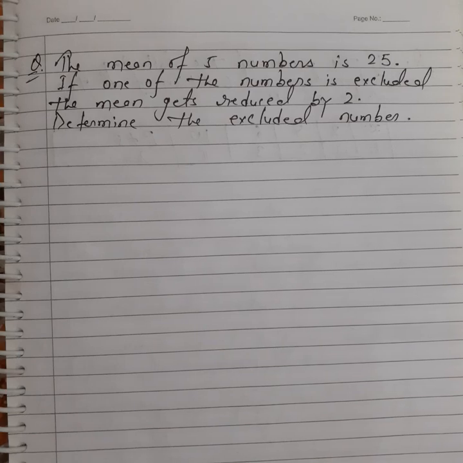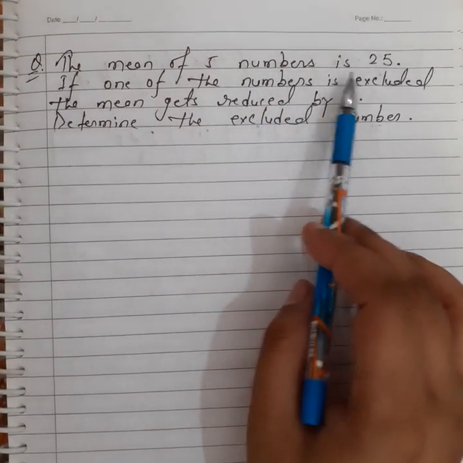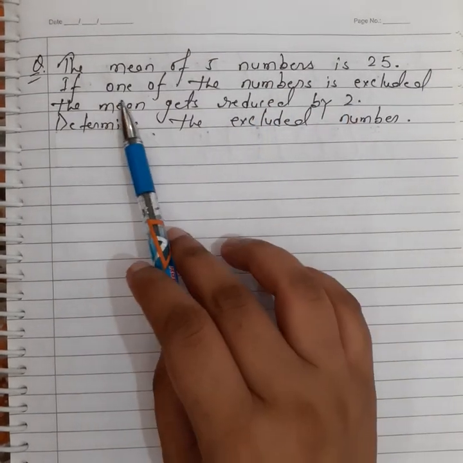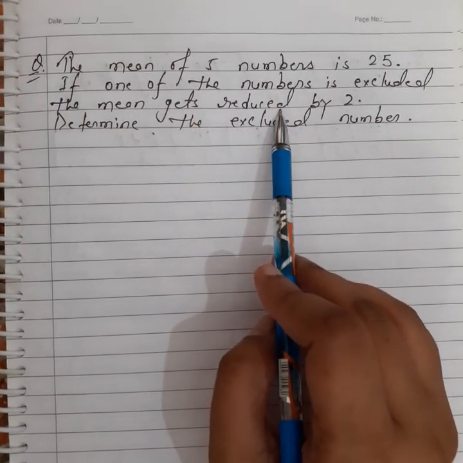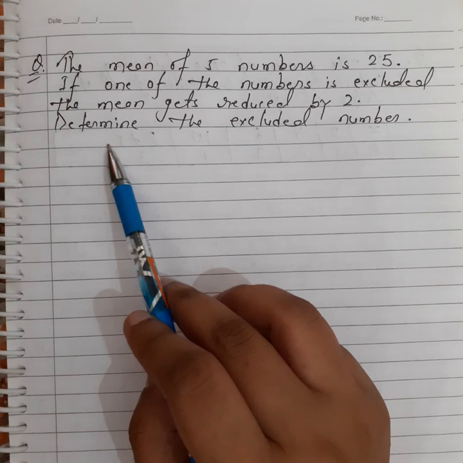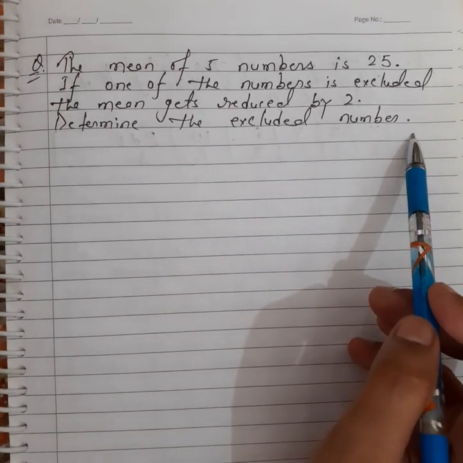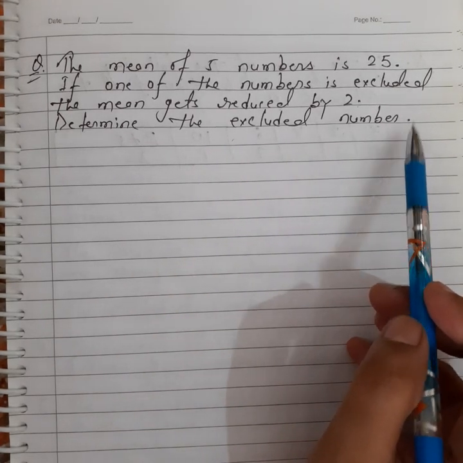The next question is, the mean of 5 numbers is 25. If one of the numbers is excluded, the mean gets reduced by 2. Determine the excluded number. Okay, what is given?